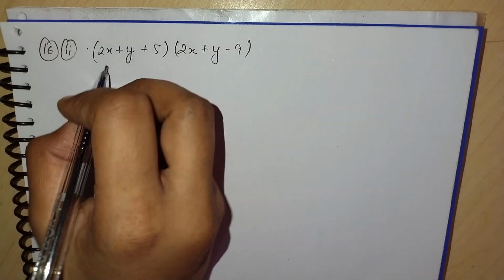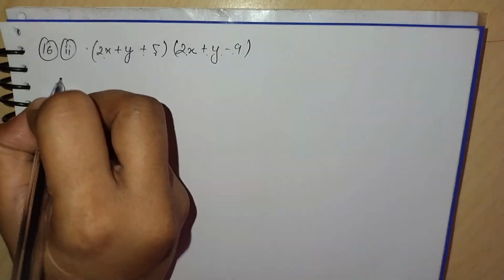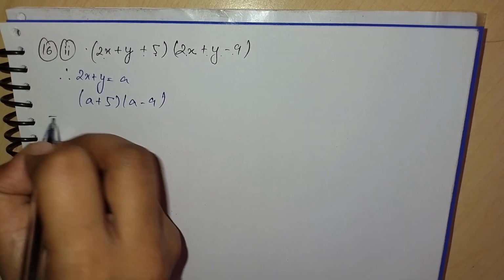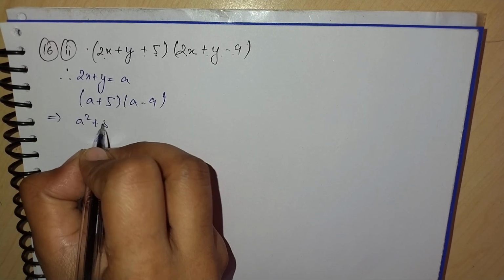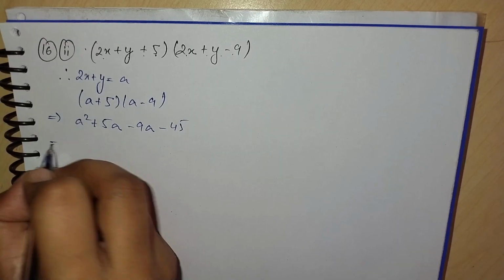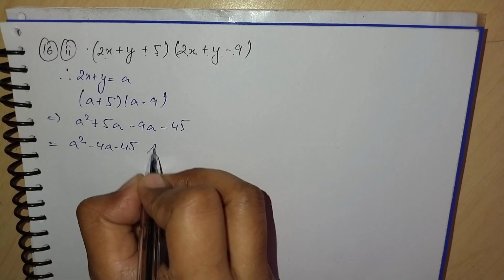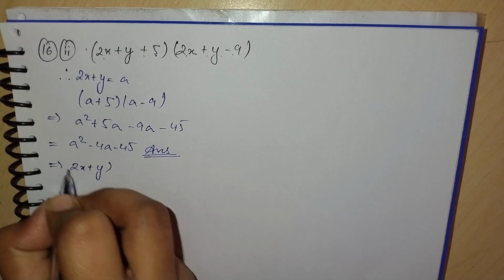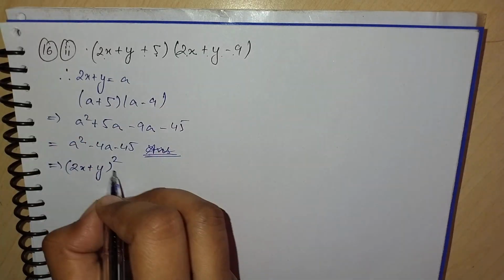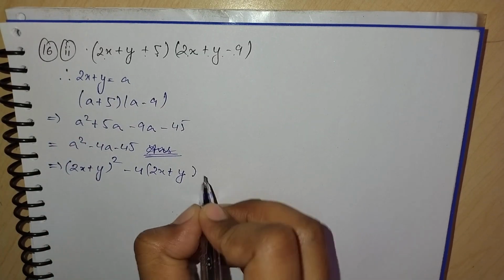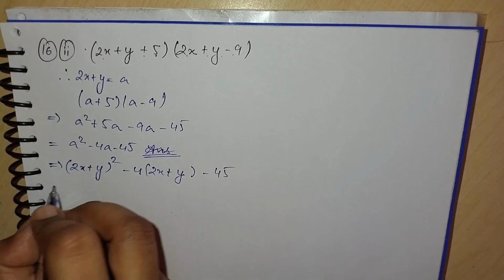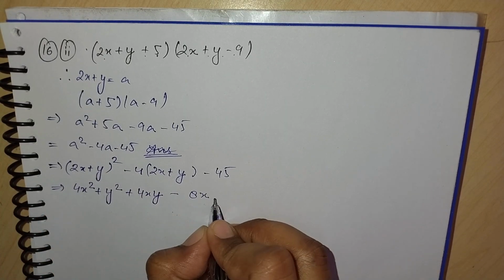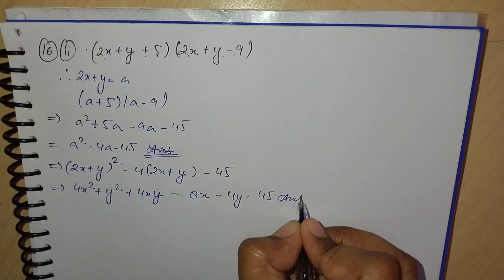Here in 16th second question it is 2x plus y plus 5. Here 2x plus y minus 9. So we will put 2x plus y equal to a. So a plus 5 and a minus 9. Calculating it, a square plus 5a minus 9a minus 45 equal to a square minus 4a minus 45 is the answer here in this question. Putting the value here 2x plus y in the form of a, so (2x plus y)² minus 4(2x plus y) minus 45. On solving we will get 4x square plus y square plus 4xy minus 8x minus 4y minus 45 is the answer here in this question.